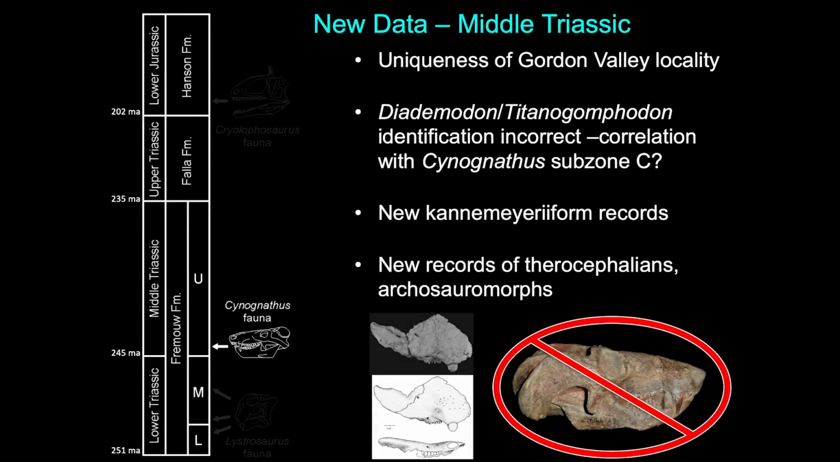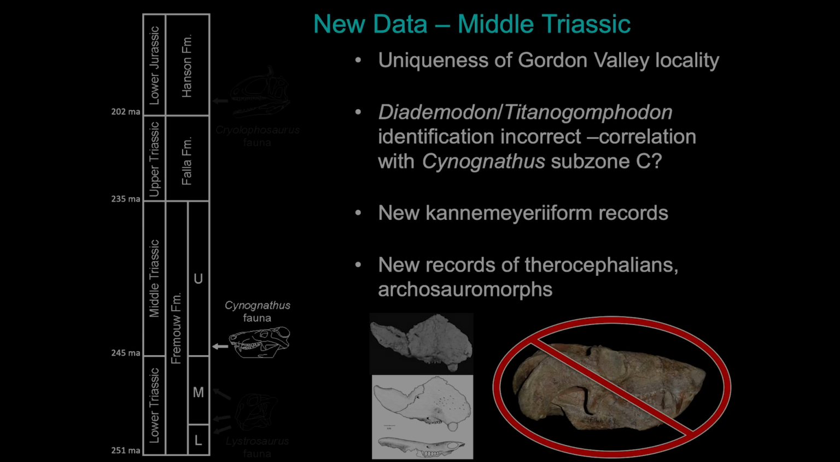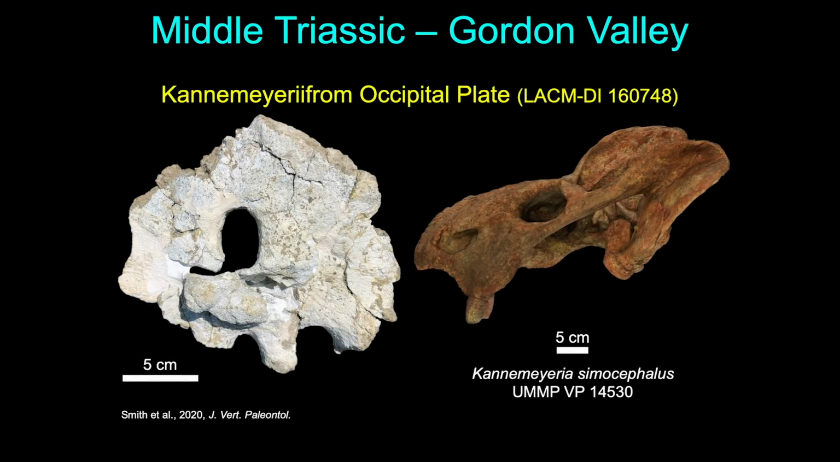And again, just like everything else, we're continuing to find new specimens from these areas. We're also going back and trying to revise a lot of our existing records and place some of this stuff in a more rigorous evolutionary framework. We're starting to question some of the previous taxonomic assignments. We're adding new records of some taxa. There are new kannemeyeriiform dicynodonts. This was one that we just described in the Journal of Vertebrate Paleontology last year.